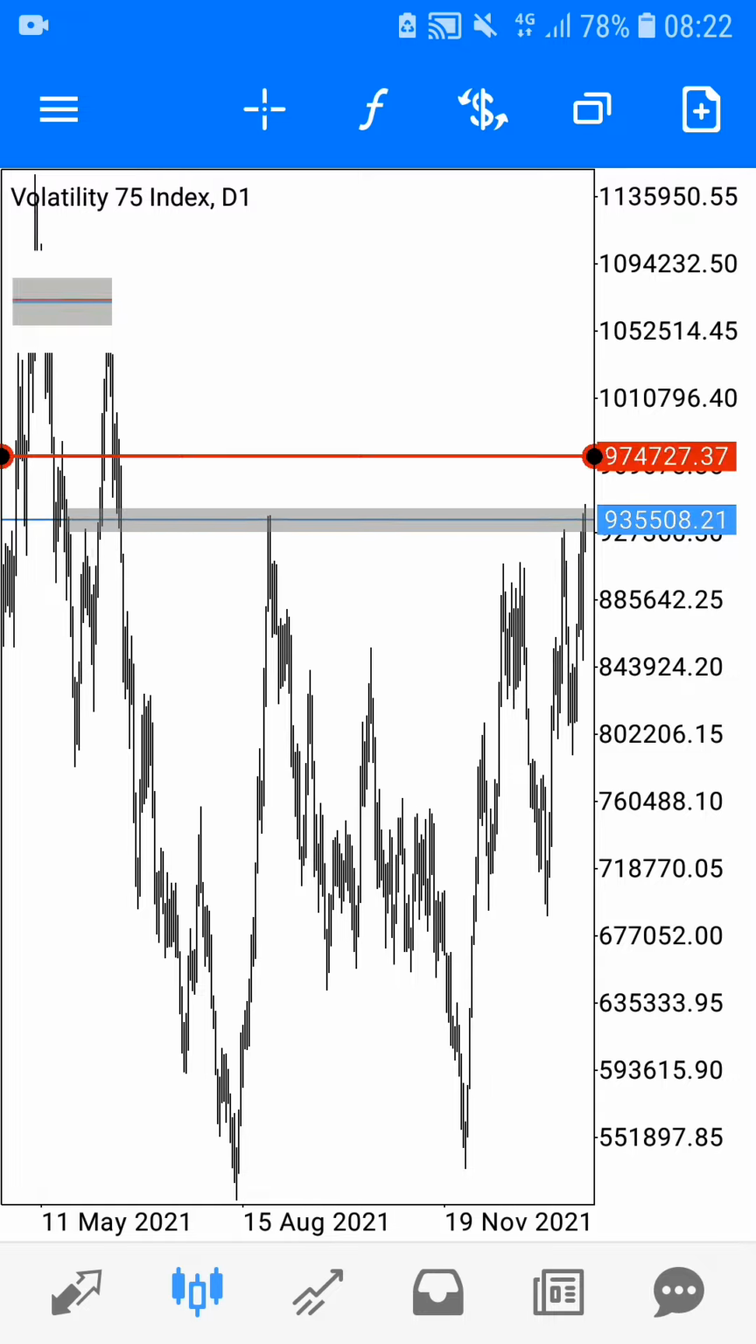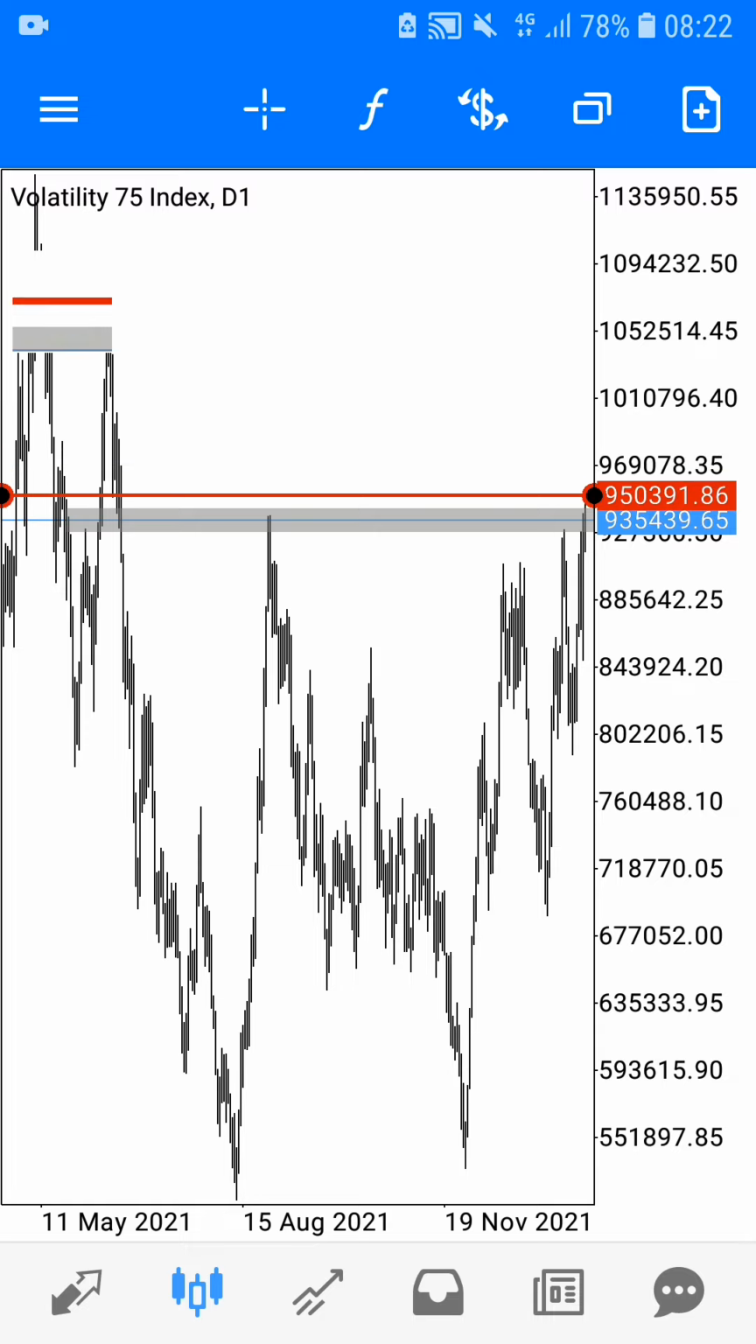Then afterwards, I mark the number that would potentially be my stop loss in case the market decides to go against my analysis for a number of reasons, with this simple red horizontal line, commonly known to forex traders as a ray line.